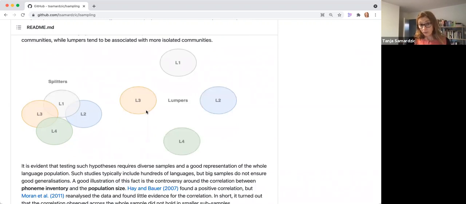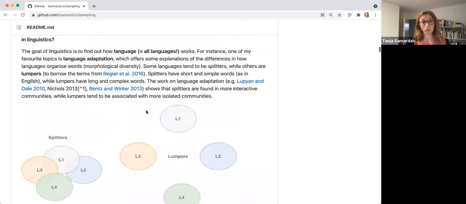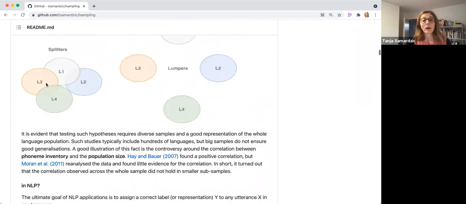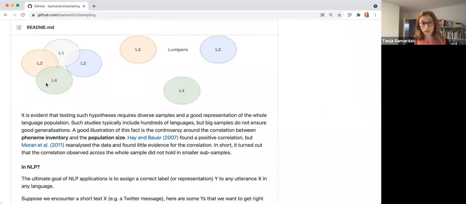Now, I think it becomes evident that in order to show such correlations, you need to have really different languages, right? So you need to have short and long words and all kinds of things in your sample. But one important thing to note is that even if you have a relatively big and diverse sample, this does not guarantee that you will have good generalization.